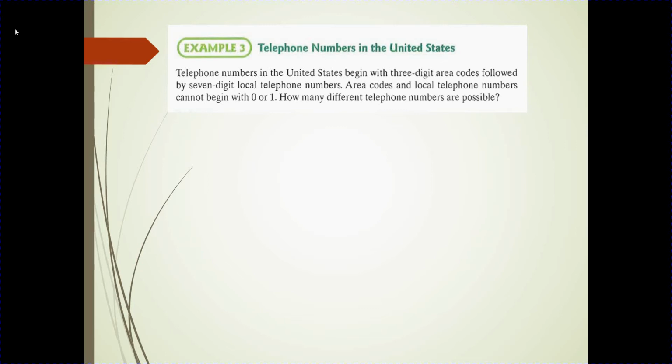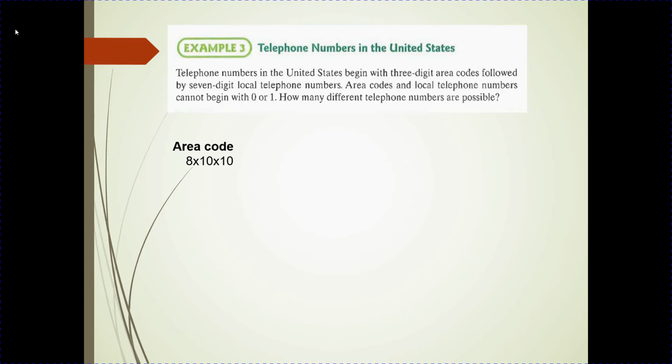Therefore, for example, for the area code, the first digit cannot be 0 or 1. So there are 8 ways that we can have in the first digit of the area code because 0 or 1 is not included. But for the other 2 digits, you have 10 ways. So the number of ways that you can have the area code will be 8 times 10 times 10.